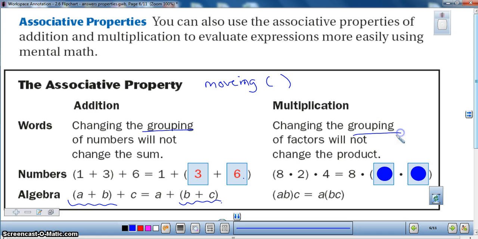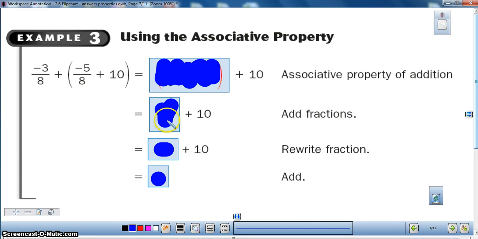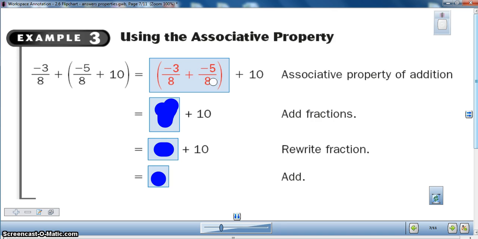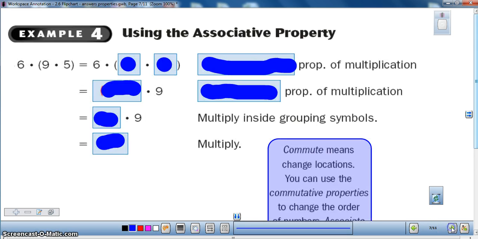Again, change the grouping for multiplication. 8 times 2 times 4, multiplying the 2 times 4, then 8 times 8, a lot of people can get 64, whereas if you go 16 times 4, that might not be a fact that's known by as many people. Again, where do we use the associative property? We would want to regroup and add our two fractions first. So negative 3/8 plus a negative 5/8. The nice thing about that, it adds to a negative 8/8. What is negative 8 divided by 8? It's the same as negative 1. Negative 1 plus 10 gives us 9.